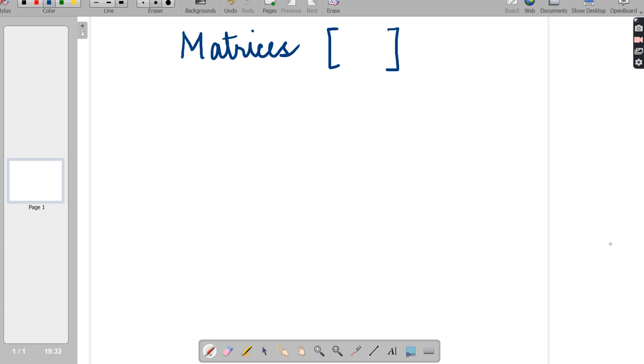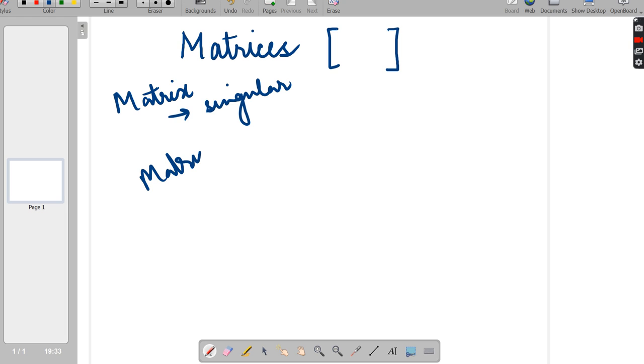So now, what is a matrix or matrices? First, it should be clear to you. Matrix is the singular form, and matrices is the plural form. Now, what is a matrix?